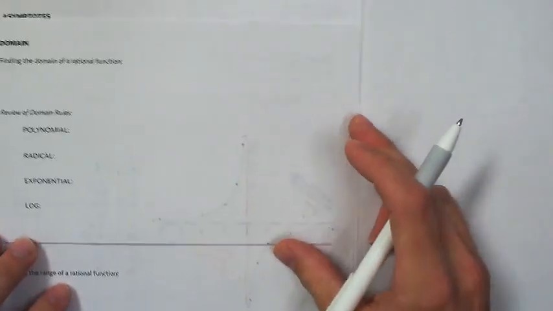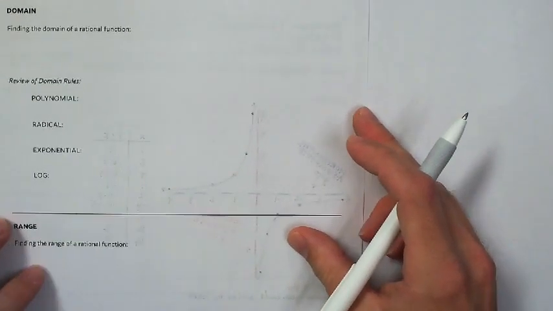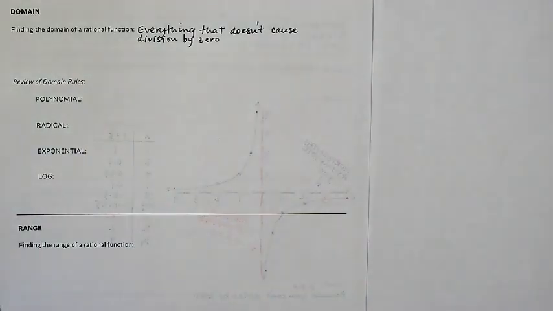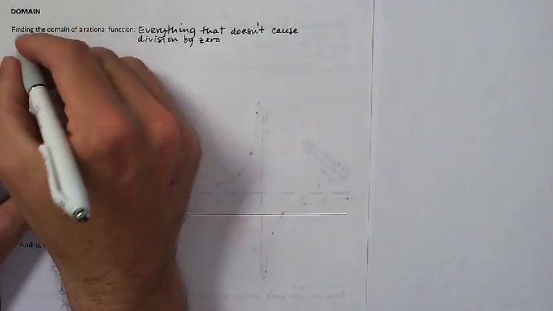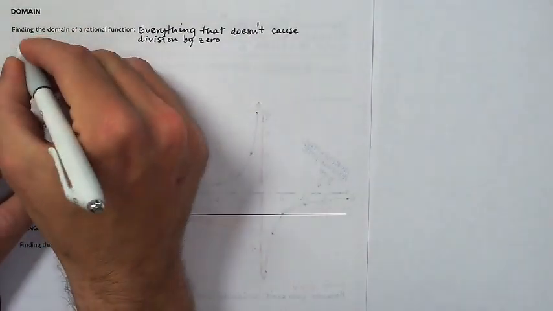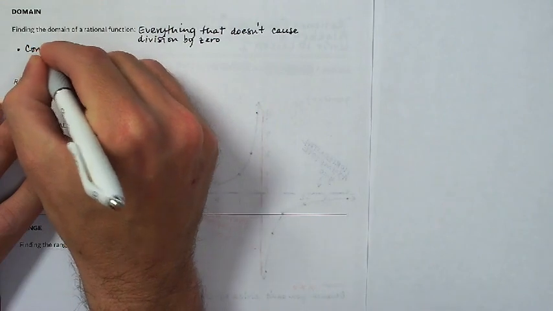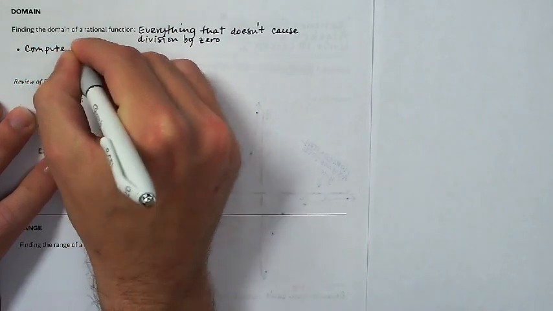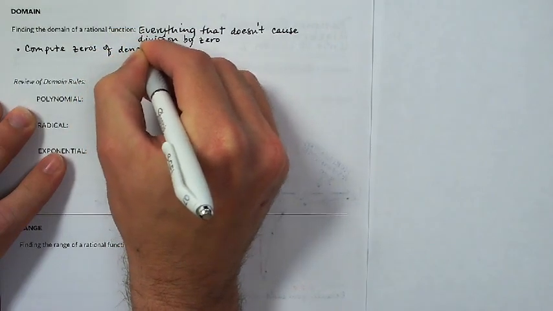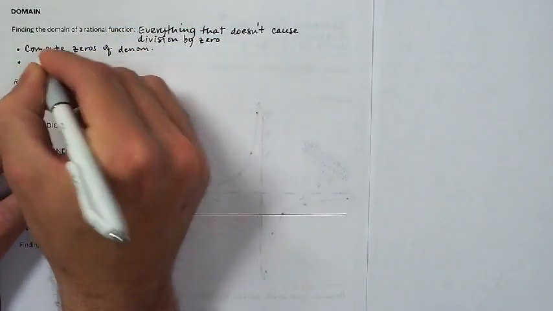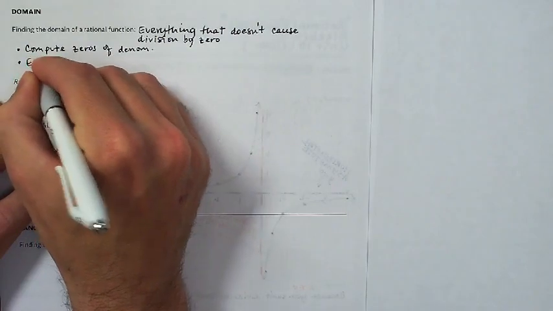All right, let's see what else we got here. Okay, finding the domain of a rational function. In general my advice is going to be that since the domain of a rational function is just everything that doesn't cause division by zero, you can find that by computing the zeros of the denominator. And then we're going to exclude those values.